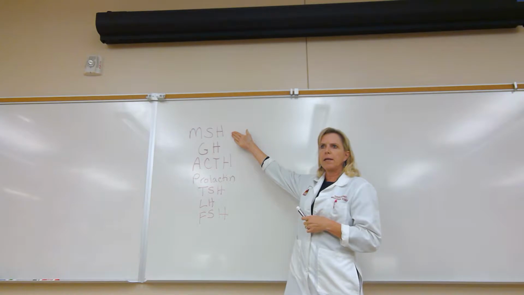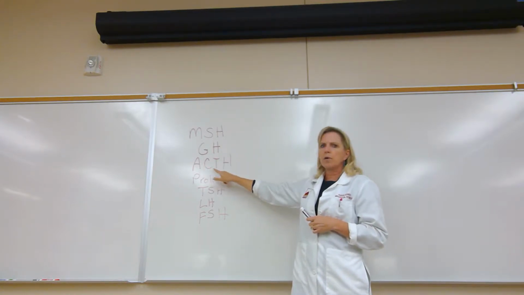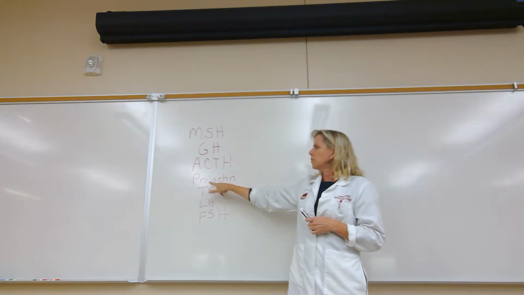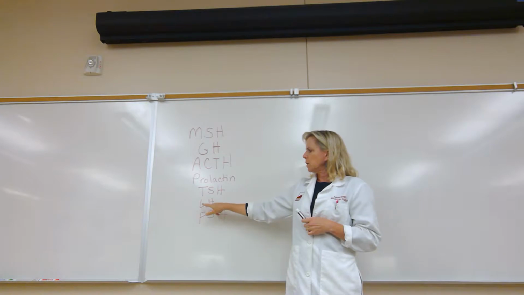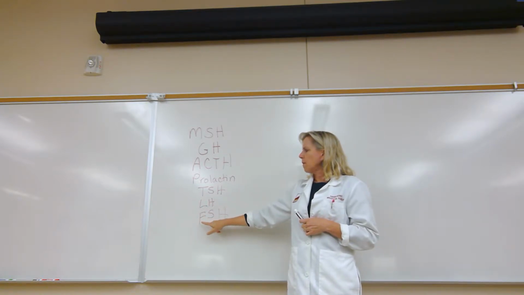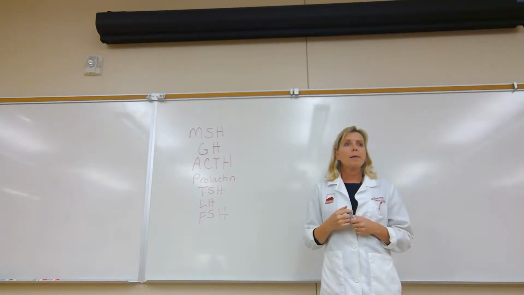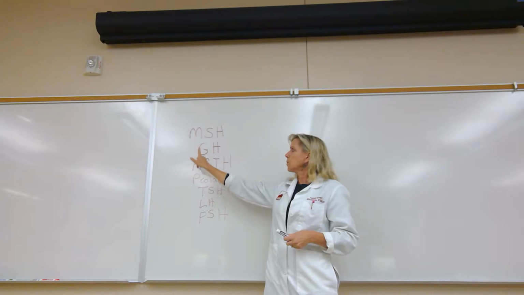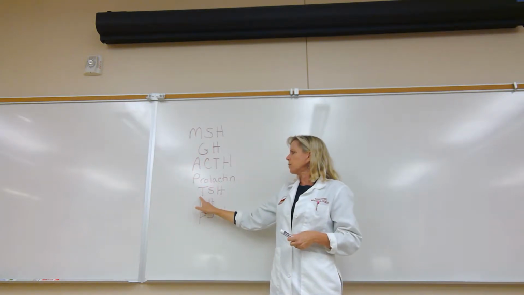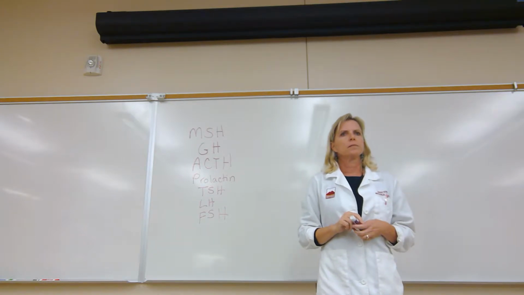Melanocyte stimulating hormone, growth hormone, adrenocorticotropin hormone, prolactin, thyroid stimulating hormone, luteinizing hormone, follicular stimulating hormone. I remember them with an acronym. Melons grow and produce through late fall. That's how I remember it.